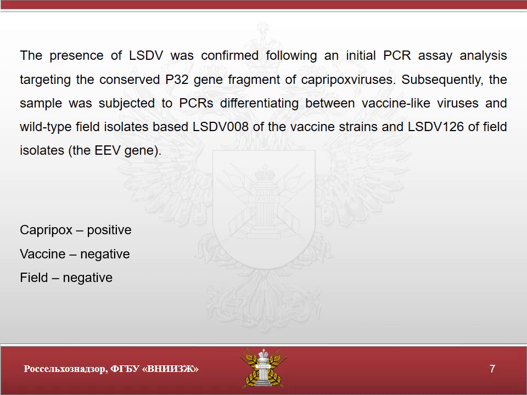So the results were as follows. The strains were positive for the capripoxvirus level, negative for vaccine strain DNA, and negative for field strain DNA. As a result, we were able to identify a novel, naturally occurring recombinant lineage formed by two vaccine strains, a Neethling vaccine strain and Kenyan vaccine strain.